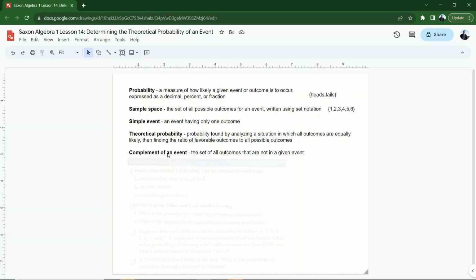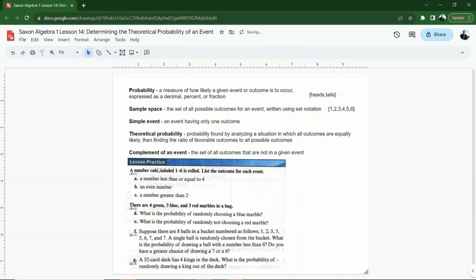Okay, so the complement is the outcomes that are not the outcomes that I'm looking for. Let's do some practice problems so you can see how this works in real problems. So for the first 3, A, B, and C, a number cube labeled 1 through 6 is rolled. List the outcome for each event.